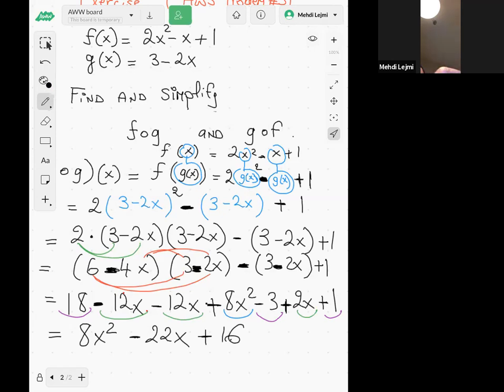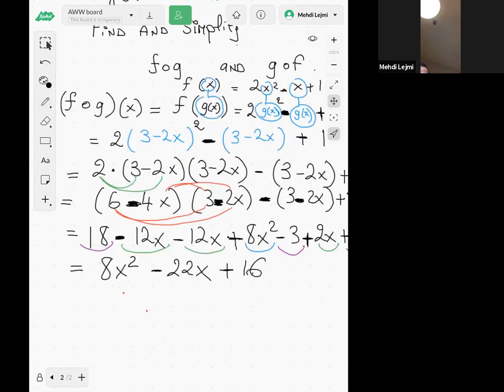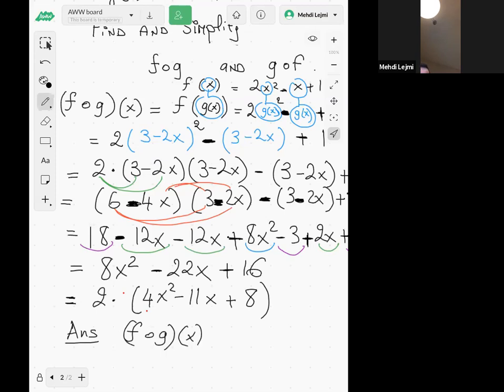And then, of course, if you want, the answer here is correct, but you can factor out 2. So that would be 2 times (4x squared minus 11x plus 8). So that's the final answer. That's the F. So answer F composed with G is actually 8x squared, or 2 times (8x squared minus 22x plus 16).